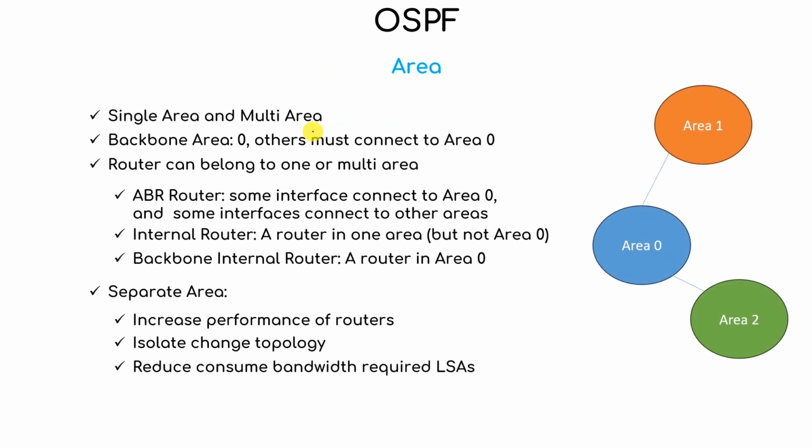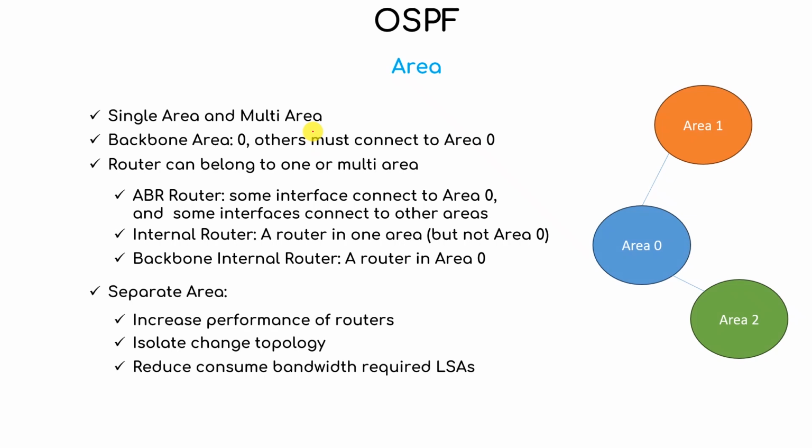Next we will talk about area. This is important in OSPF. OSPF can be configured as a single area or multi-area for large networks. Area has a specific area, area 0, the backbone area, and other areas must connect to area 0.